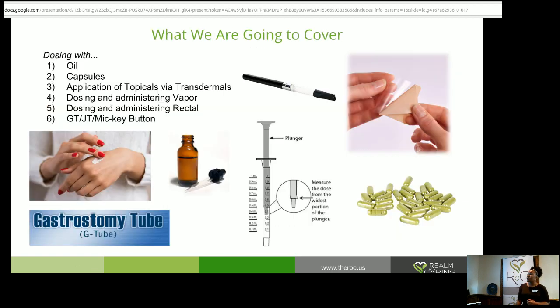Today we're going to be covering dosing with oils, dosing with capsules, application of topicals and transdermals, dosing and administering vapor methods, dosing and administering rectally, as well as dosing with a G tube, a J tube, or a Mickey button. Some clients are not able to take anything by mouth and they may aspirate, so you can still utilize CBD through those methods. We'll be talking about that a little bit more. If you have questions about that, feel free to hold on to those and I may answer them in the upcoming slides.